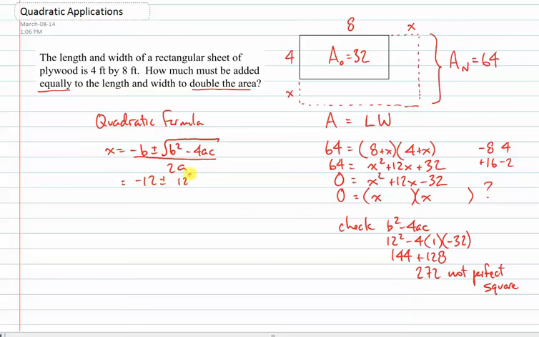Let's substitute values. 12 squared, minus 4a c. Don't forget that sign on the 32. Now I actually already simplified that radical when I was over at the right there, and I know that's plus or minus the square root of 272. So I could try to find perfect squares here and work that through.